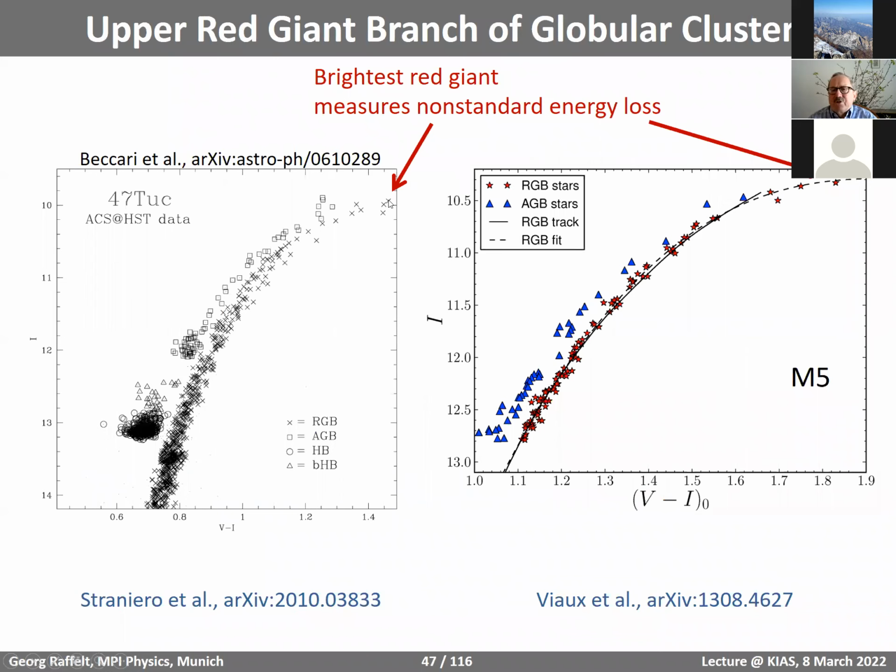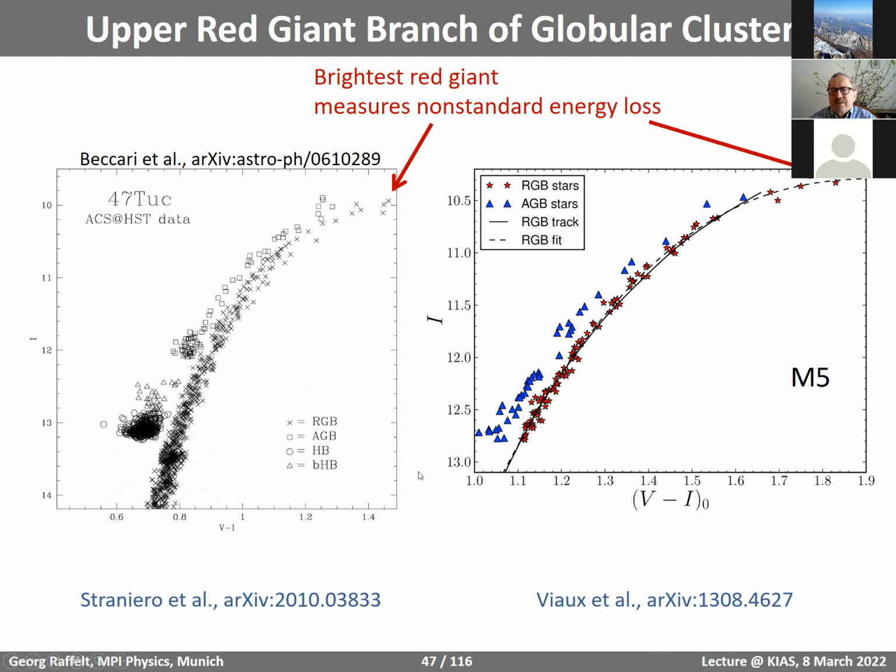So the brightest red giant here, again an example from recent literature, where we just see the red giant branch. Here are the red giants along here, for example, in the globular cluster 47 Tuc. And here are the asymptotic giants. And so here's the brightest red giant. How bright that is gives us a measure of non-standard energy losses in that globular cluster, for example.